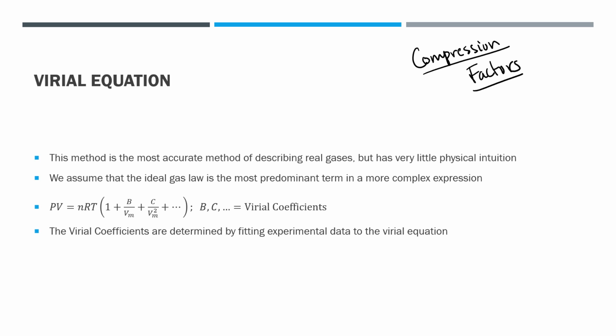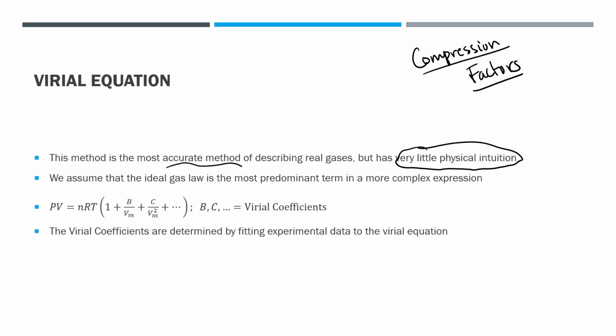Another method we can use is called the virial equation. And this is actually not a super important method. It's more useful when you're doing stuff with computers, but you're basically taking experimental data and molding the ideal gas law to fit that experimental data. And I'll show you what I mean by this. This method is the most accurate method of describing real gases, but has very little physical intuition. So this is important: the coefficients in the virial equation have very little actual meaning. You're just fitting the data to the best of your ability.